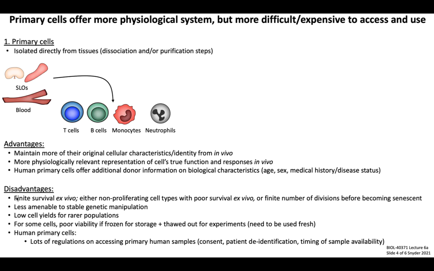In conclusion, primary cells have important advantages related to how well they recapitulate what you might expect to see with cells under physiological contexts. However, they still come with some limitations that make them a bit more difficult to work with on a regular basis.